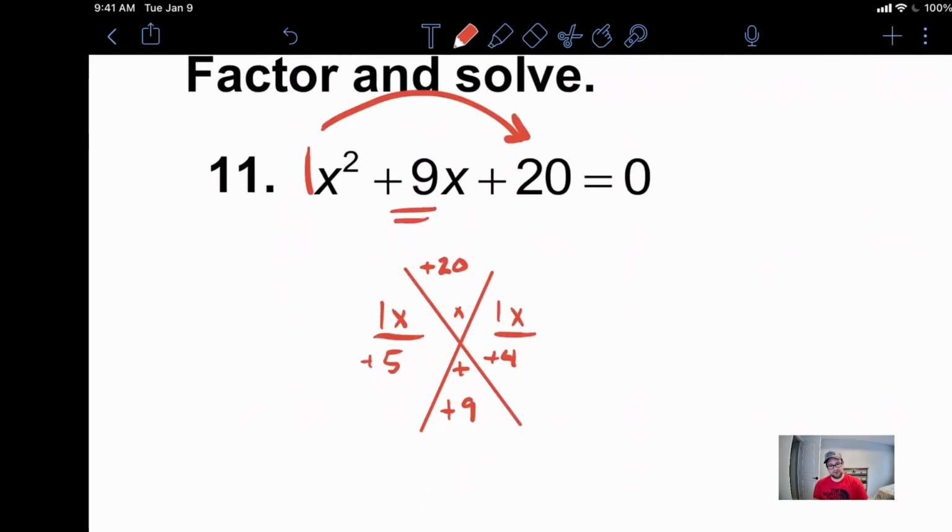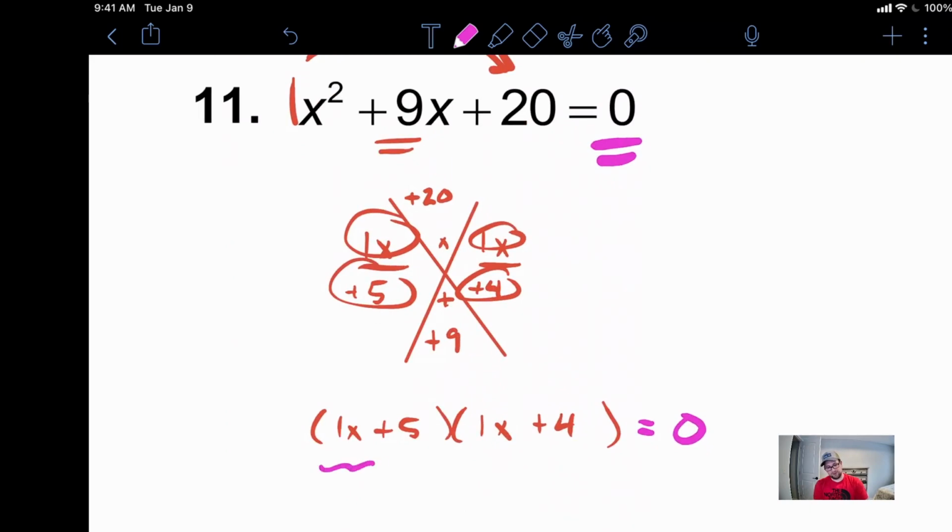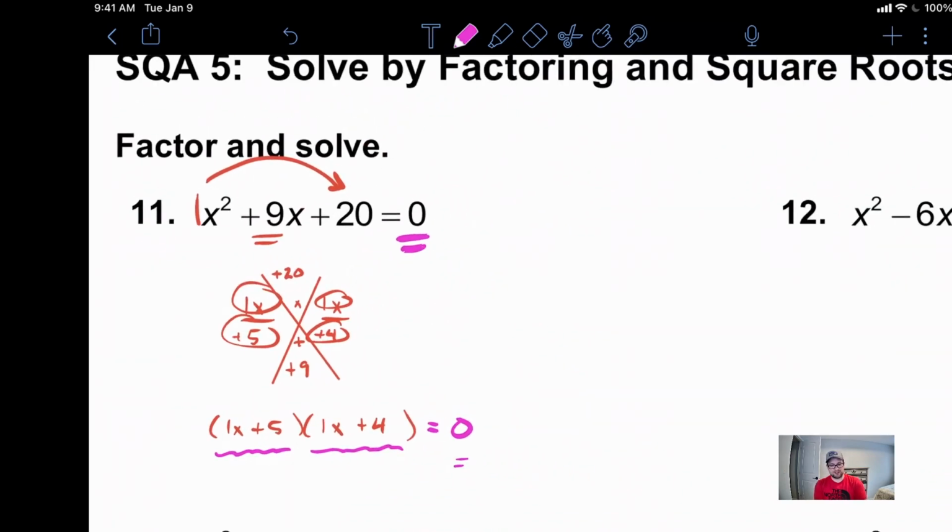Once you get those numbers, then we want to write the factored form out. 1x plus 5 and 1x plus 4. Now remember, all of that is equal to 0. So this is equal to 0. Now the nice thing about this is we've created a situation in which this times this is equal to 0. So this is where we want to set up our two equations.